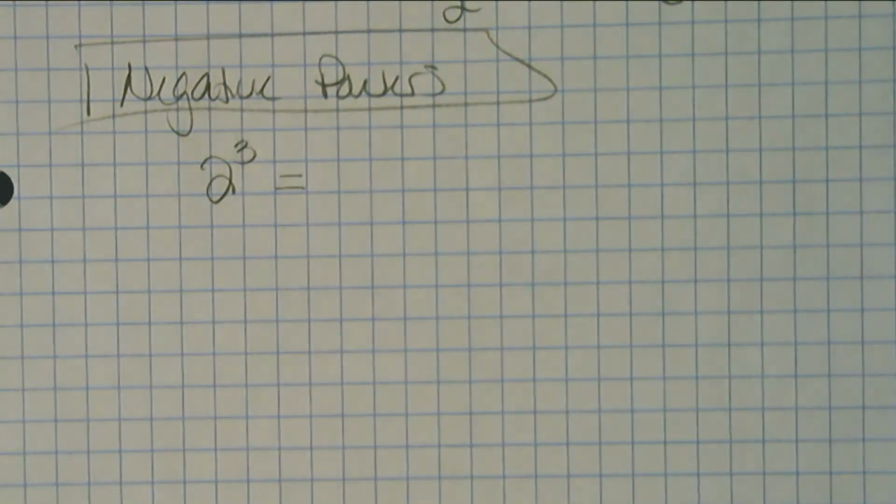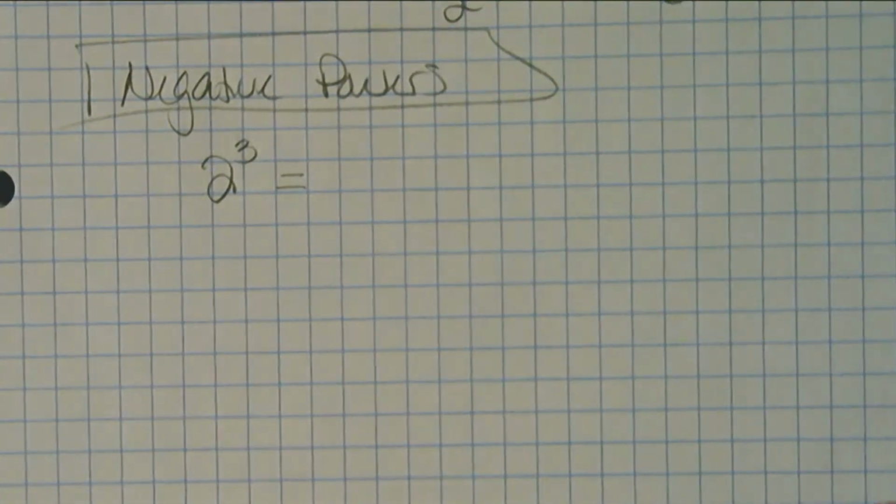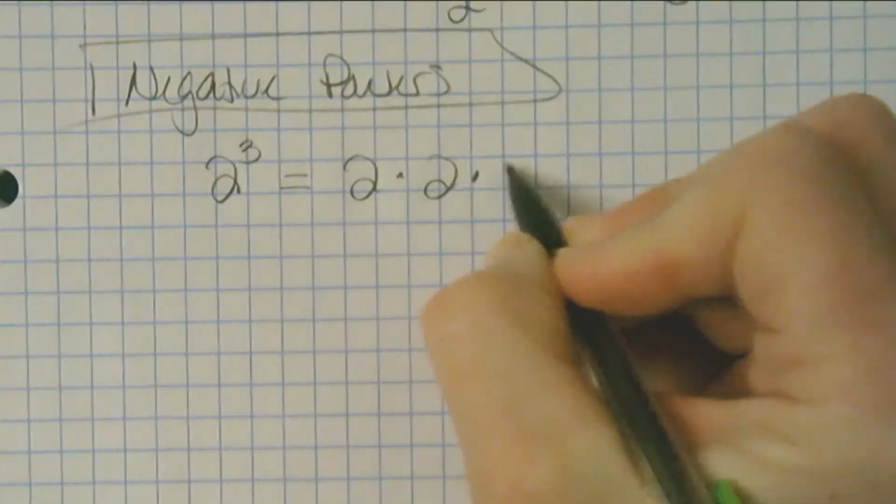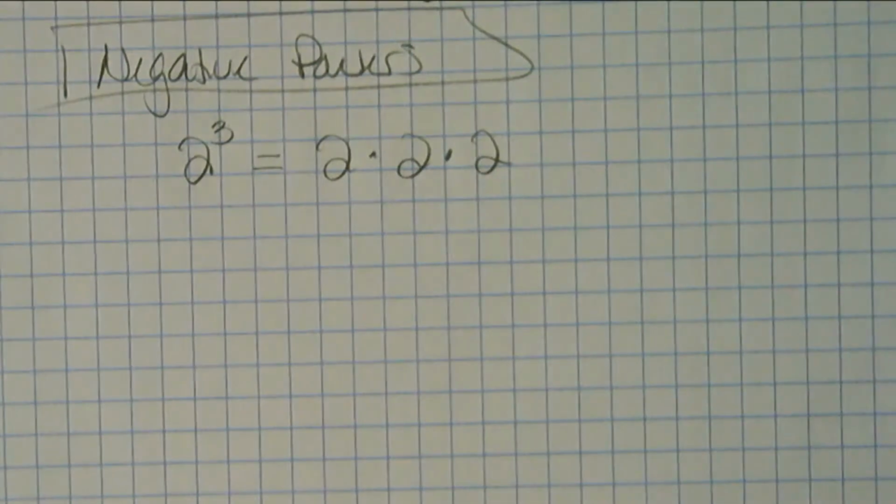And math is all about patterns. It's all about patterns, which is why we're able to do these power rules. Why we're able to do why division is repetitive subtraction, and why multiplication is repetitive addition. We're able to come up with those patterns. So we're going to look for a pattern here. 2 to the third power means 2 times 2 times 2. How many of you guys agree with that?